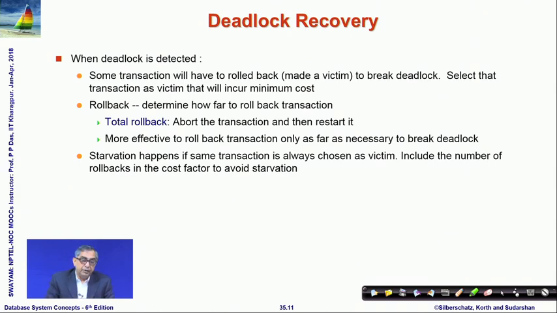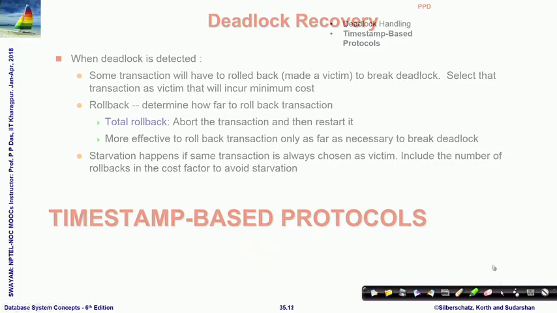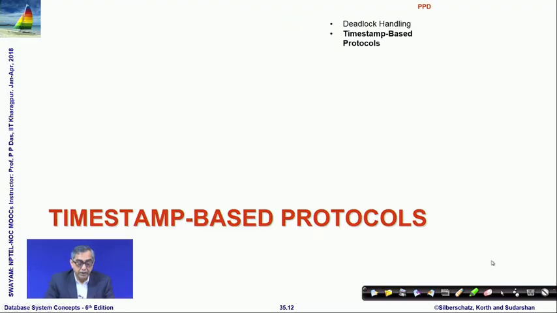So, when you roll back a transaction, you also keep a number saying how many times this transaction has been rolled back. So, the higher that cost becomes, the more you would like to avoid doing the rollback for that transaction, so that it does not wait infinitely in terms of starvation. So, these are some of the simple strategies by which deadlock recovery through rollback can be done.